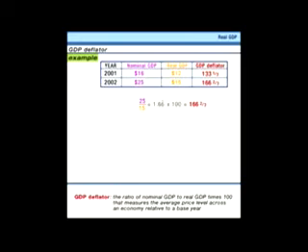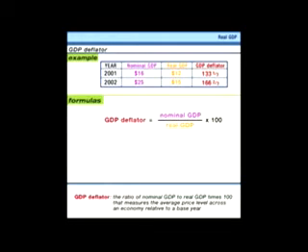Recall that the formula for the GDP deflator is the nominal GDP for a given year divided by the real GDP for that same year multiplied by the number 100. Well, since this is true, we can do a little algebraic manipulation and come up with another formula for calculating the real GDP. If we know the GDP deflator for a given year, we can take the nominal GDP for that year, divide by the year's GDP deflator, multiply by 100, and that will give us the real GDP.